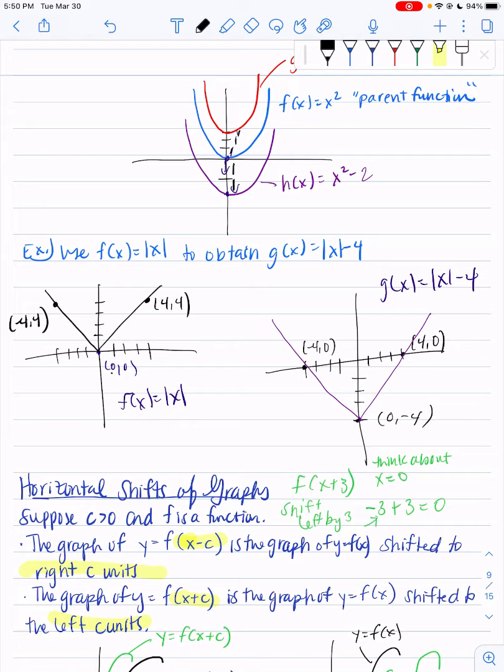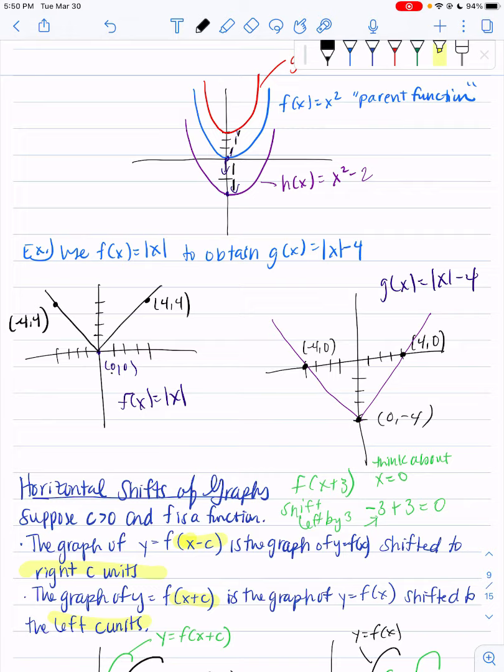If I subtract 4 from 0, I get negative 4. So our x value stays the same, but our y value now is negative 4, so that's this point. And then now I'm going to do 4, 4. I'm going to subtract 4 from 4, our y value. So this gives me 0. So now I have 4, 0. That's this point. And then I have negative 4, 4. I'm going to subtract 4, and I get negative 4, 0. So that's our new graph.